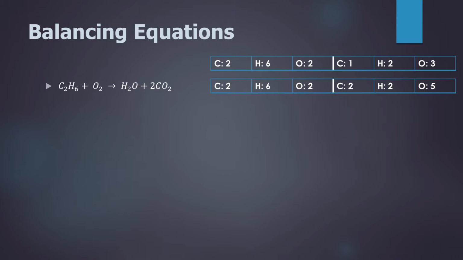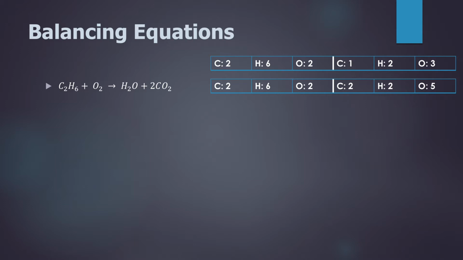To balance this equation, we start by putting a 2 in front of the carbon dioxide to give 2 carbons on the right to match the 2 carbons we have on the left. When we add the 2, we also change the number of oxygen present on the right side. Instead of only 3 oxygen on the right, now we have 4 coming from carbon dioxide and 1 coming from the water. Therefore, 4 plus 1 gives us 5 total oxygen on the right.